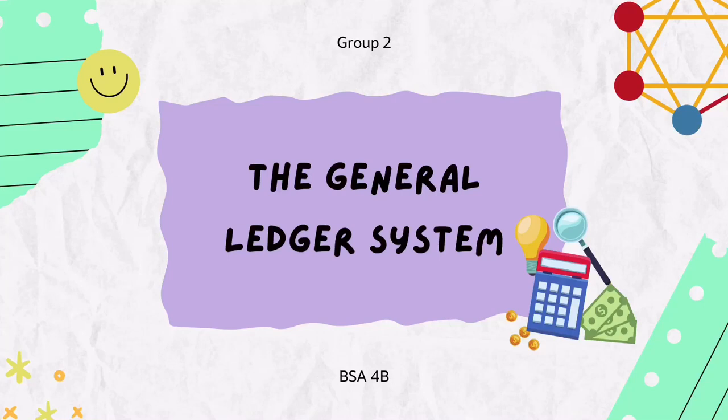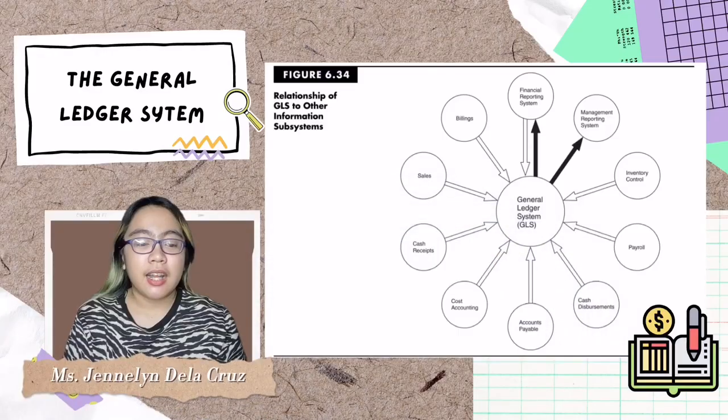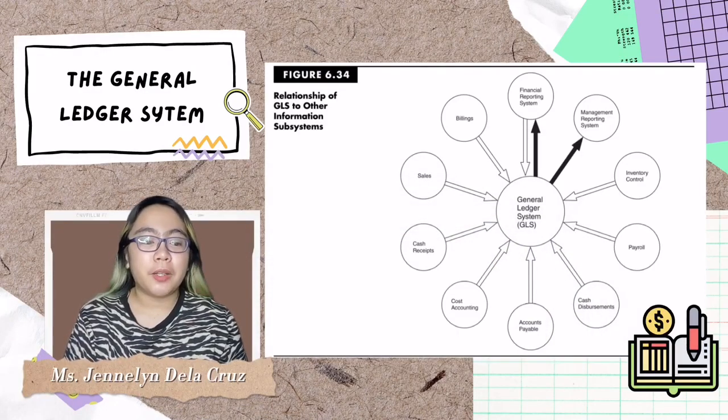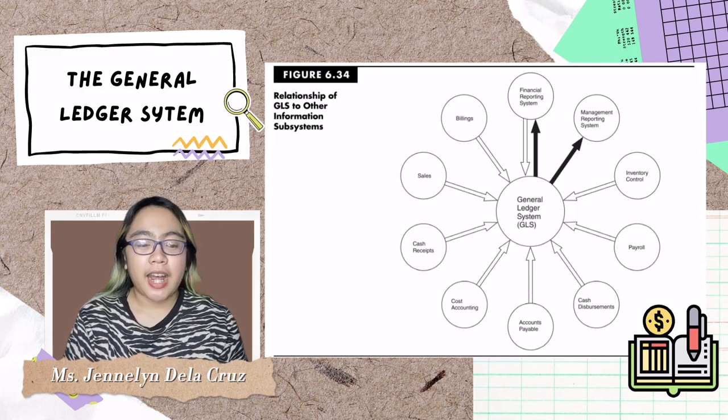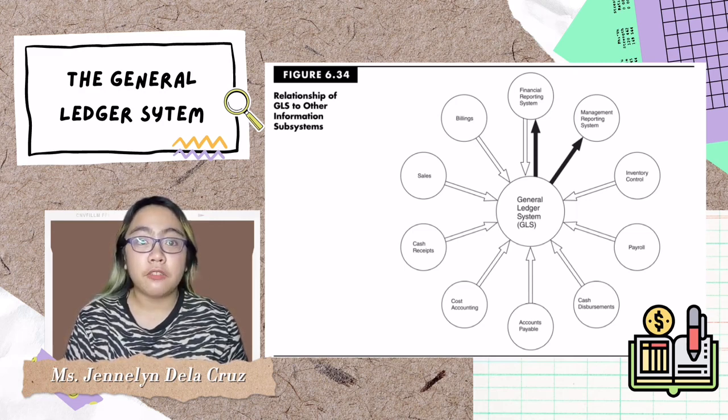Good day everyone! Today, we will be discussing the General Ledger System or the GLS. Let's look at figure 6.34. It characterizes the GLS as a hub connected to the other systems of the firm through spokes of information flows.